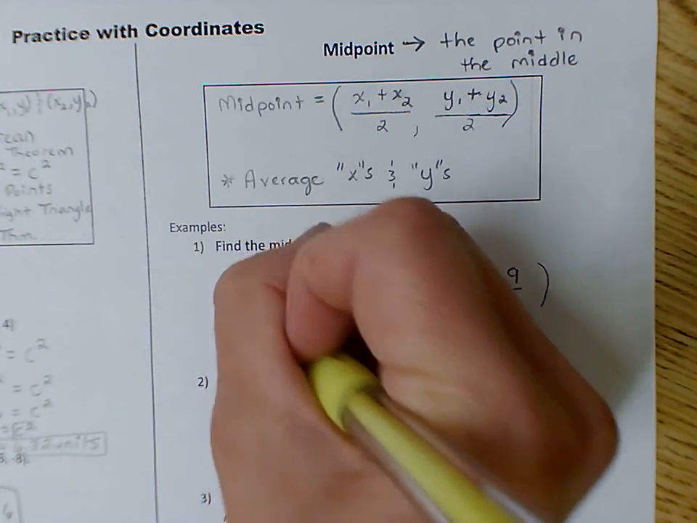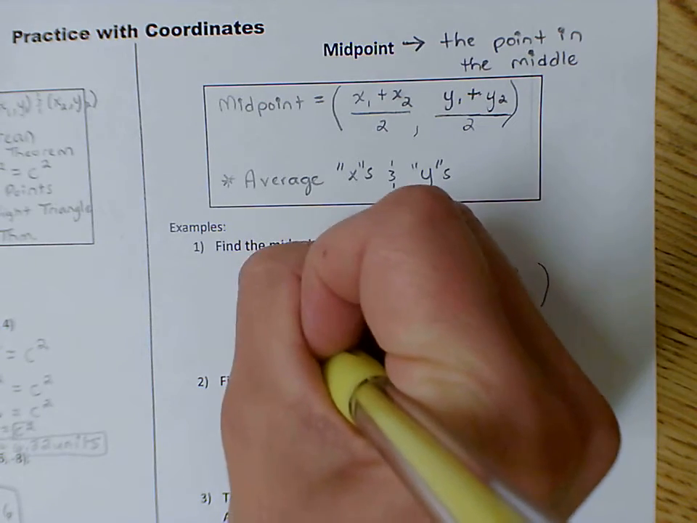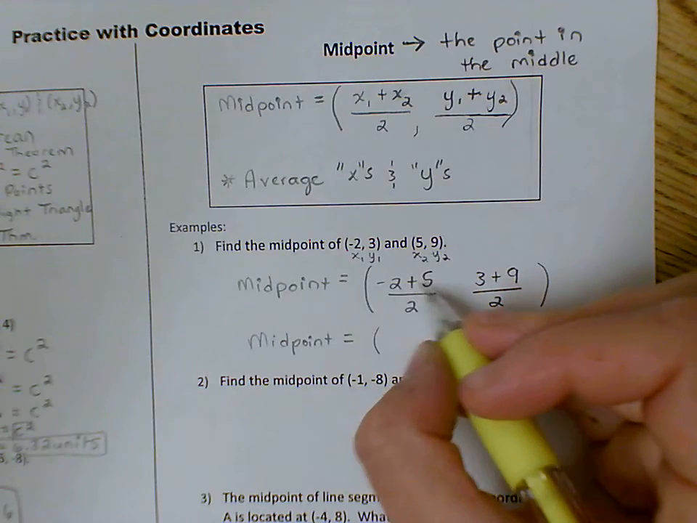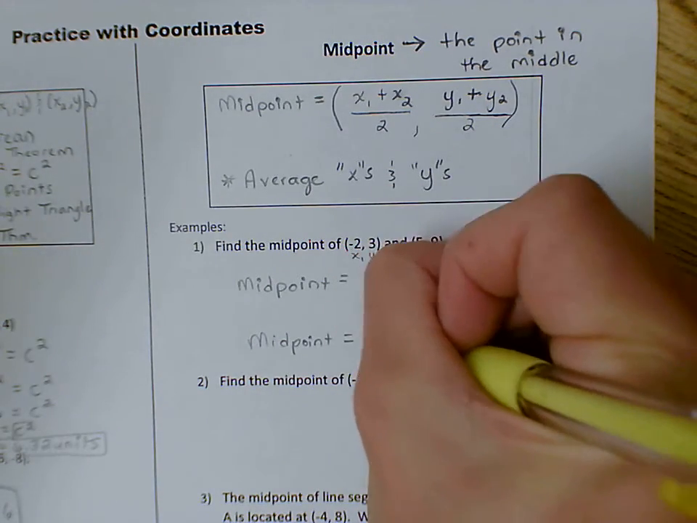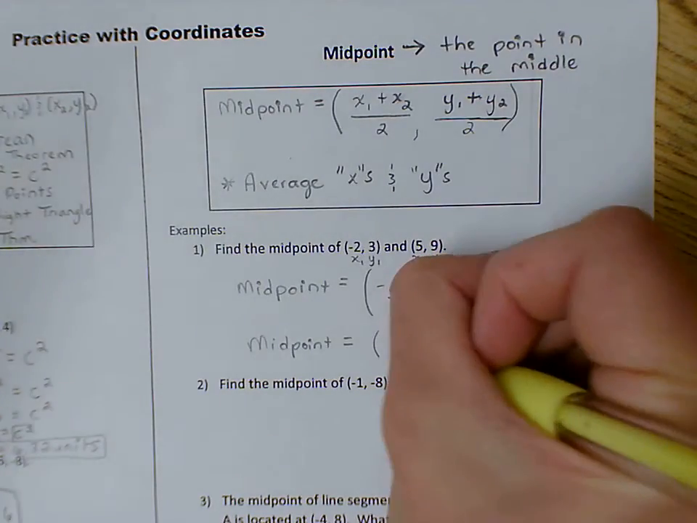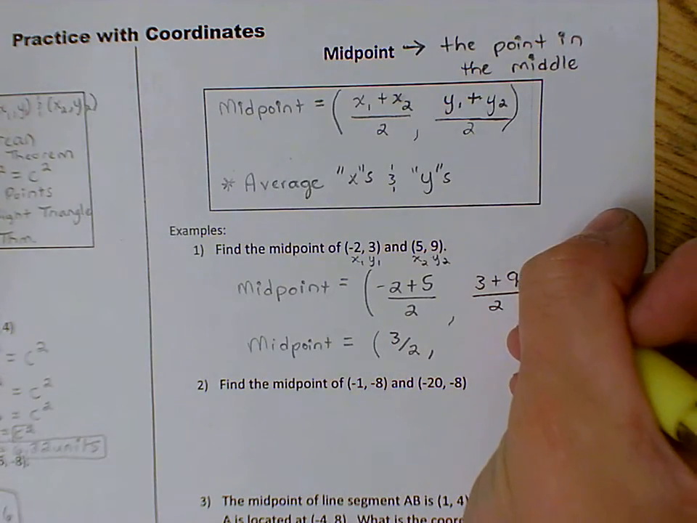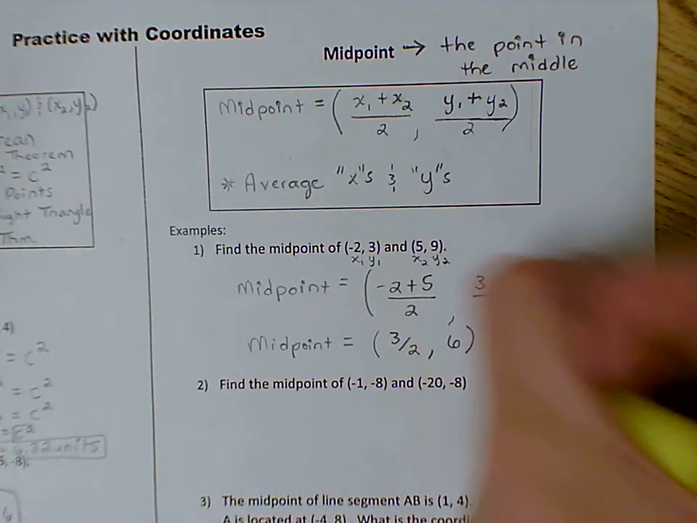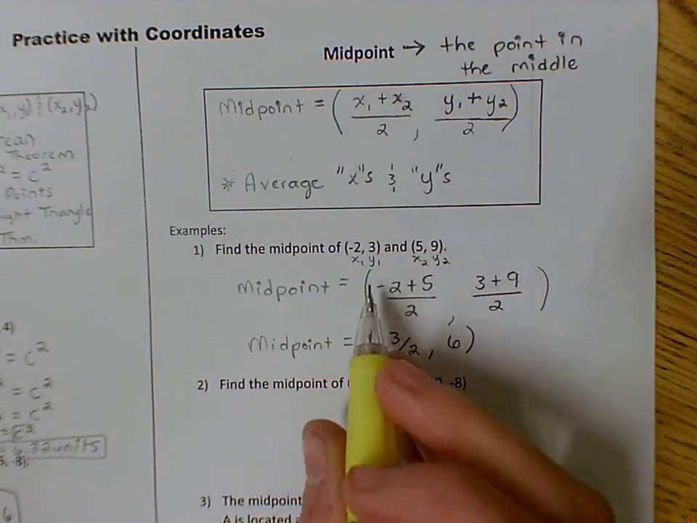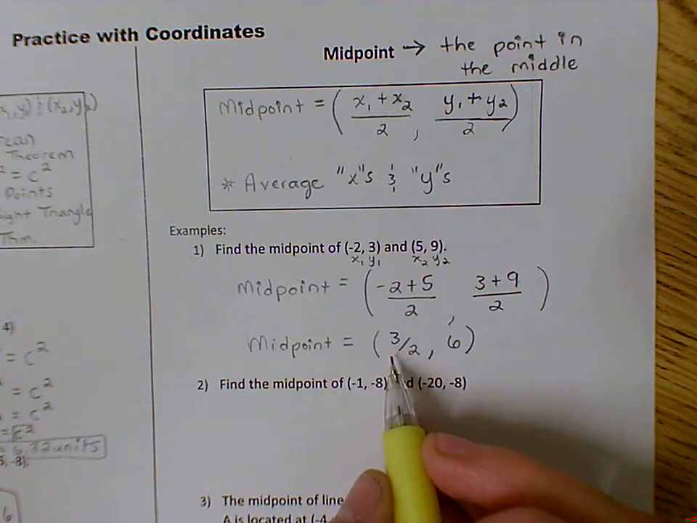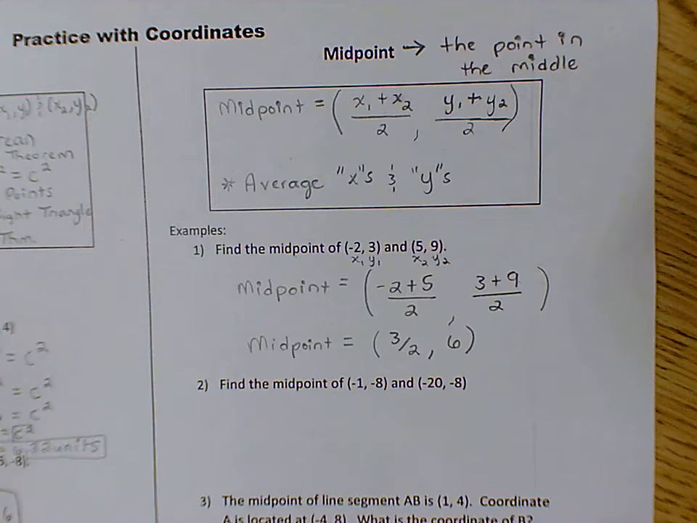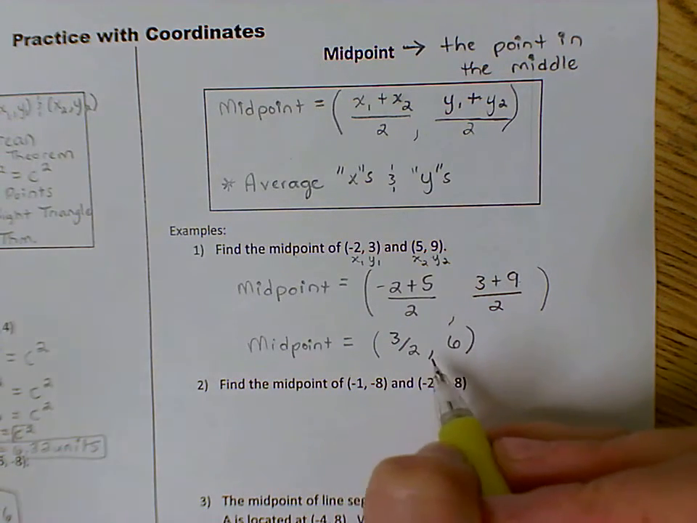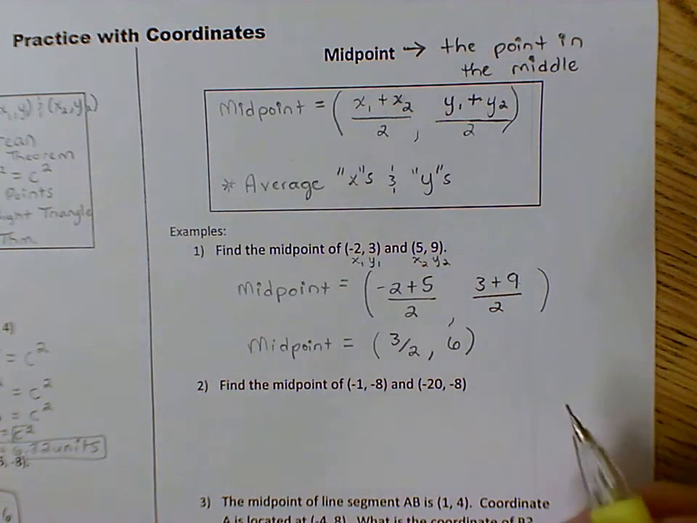So the midpoint, the point that would be in the middle of those 2 points, well, -2 plus 5 is 3. And then 3 over 2 will give you a decimal, so I'm just going to leave it as a fraction. And then 3 plus 9, that would be 12, and then 12 divided by 2 would give me 6. So the midpoint would be at 3/2, 6, or 1.5, 6. All right, and then you could graph these two, and then you could graph that one and see if it looks like it's in the middle, just to verify, okay?